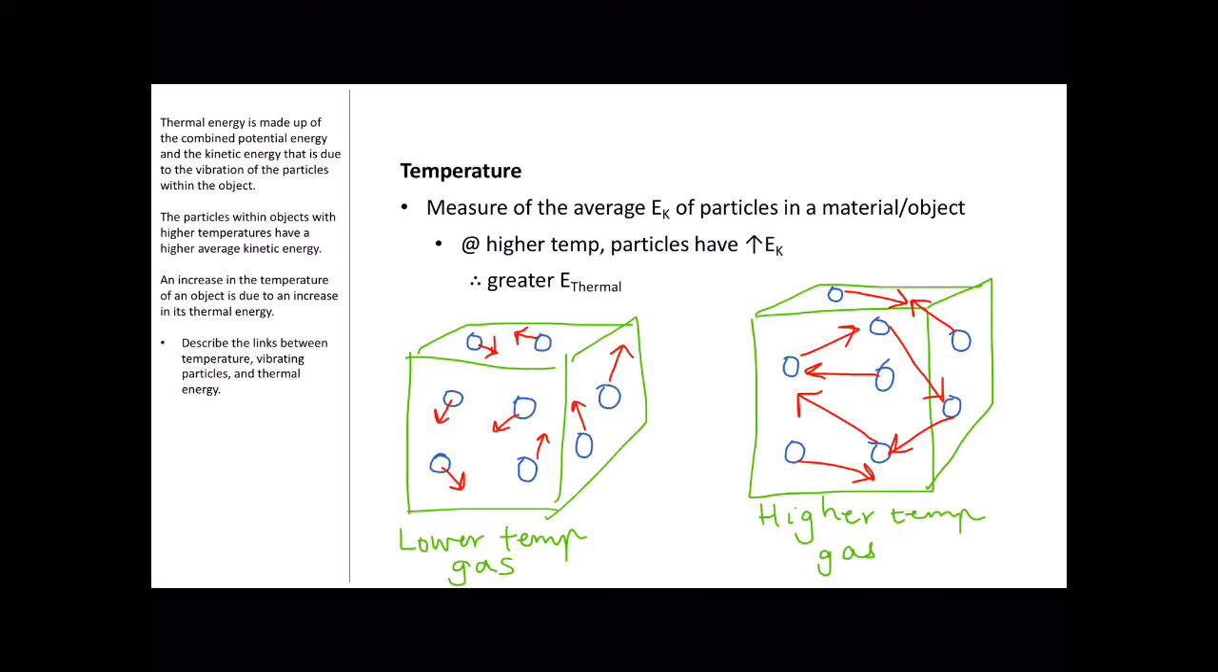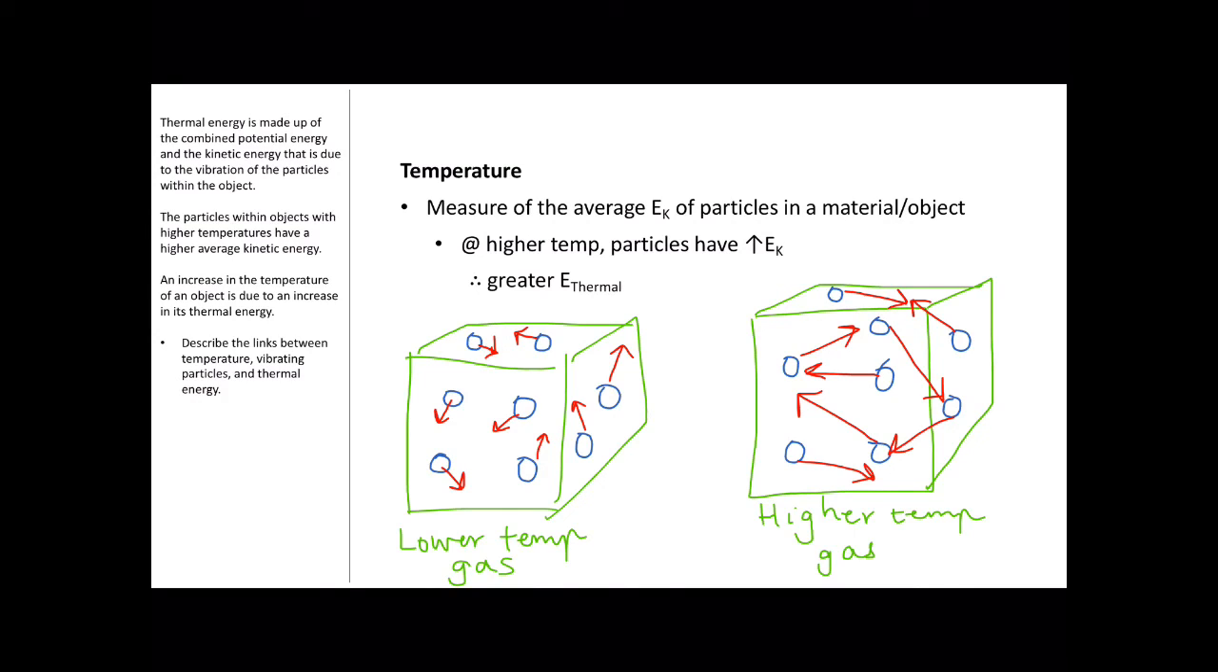Temperature is the measure of the average kinetic energy of particles in a material or an object. At higher temperatures, particles have more kinetic energy, and they therefore have greater thermal energy because thermal energy is equal to potential plus kinetic energy. So if you're increasing the kinetic energy, then you're obviously going to have a higher thermal energy.